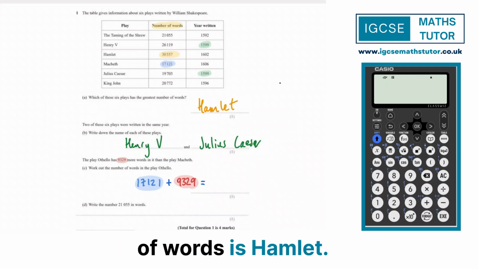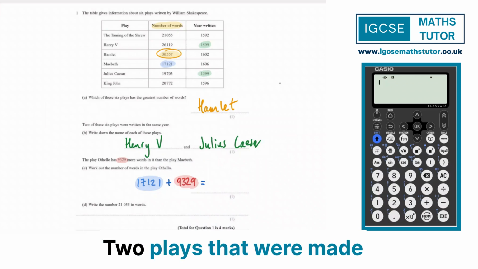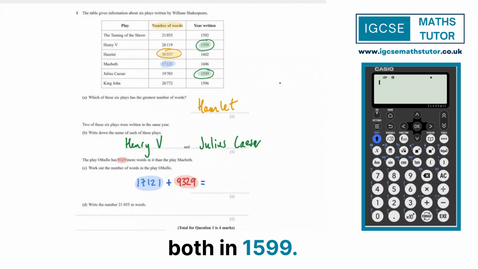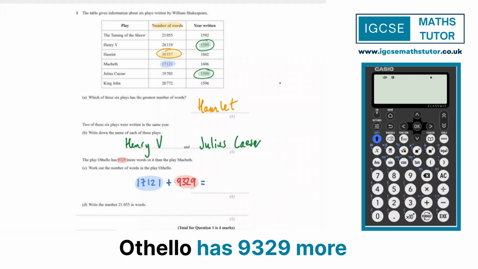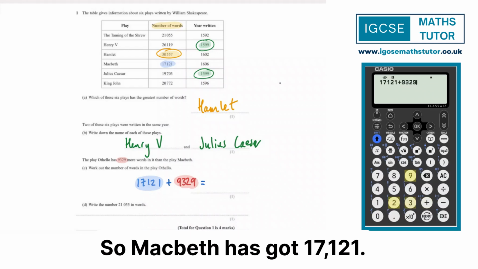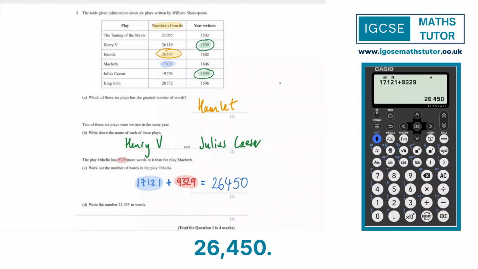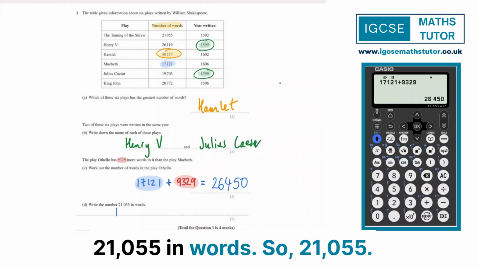The play with the greatest number of words is Hamlet, so we can see that from here. Two plays that were made in the same year: Henry V and Julius Caesar, both in 1599. And then question 1, part C, Othello has 9,329 more words than Macbeth, so Macbeth has got 17,121. If we add them together, and remember, use your calculator, 26,450.